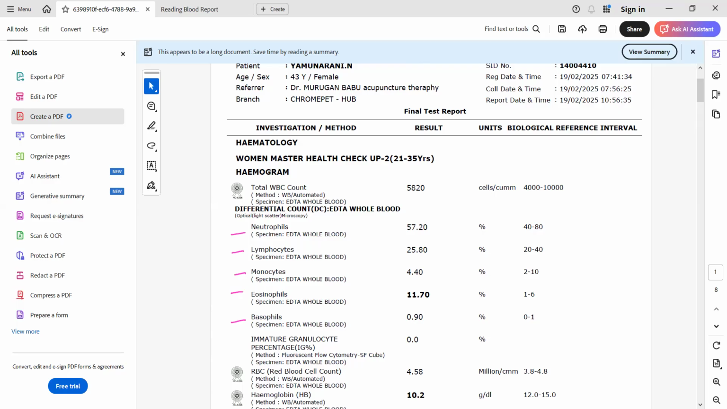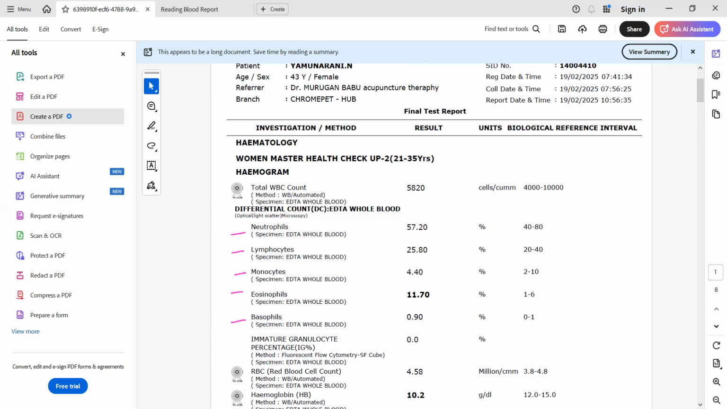Then the monocytes. Monocytes are the largest cells with regard to size. They digest the dead cells and all. In case of chronic infections, you will see more of the monocytes. And in case of TB or in certain autoimmune conditions also, this will be elevated.